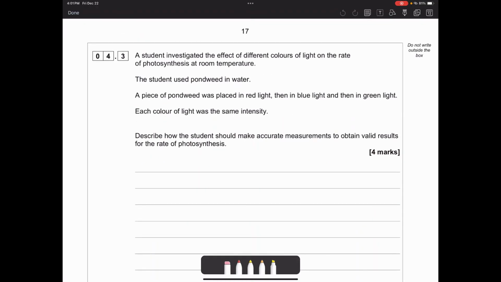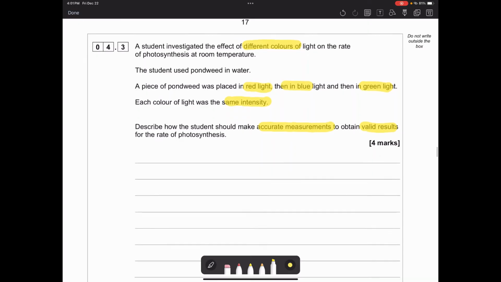Okay, question 4.3 then. So a student investigated the effect of different colours of light on the rate of photosynthesis at room temperature. The student used pondweed in water. A piece of pondweed was placed in red light, then blue light, and then green light. Each colour of light was the same light intensity. Describe how the student should make accurate measurements to obtain valid results for the rate of photosynthesis.